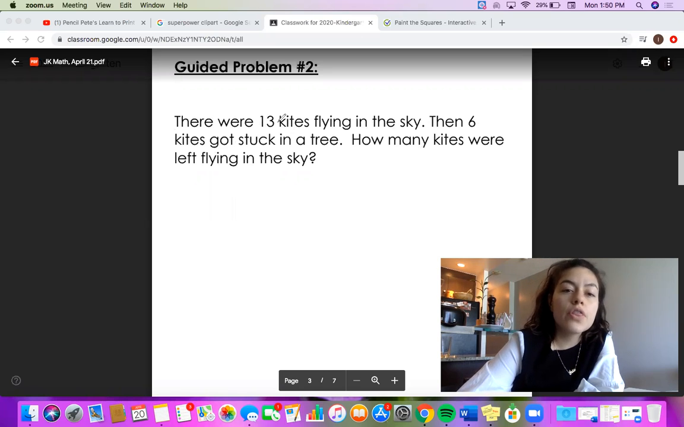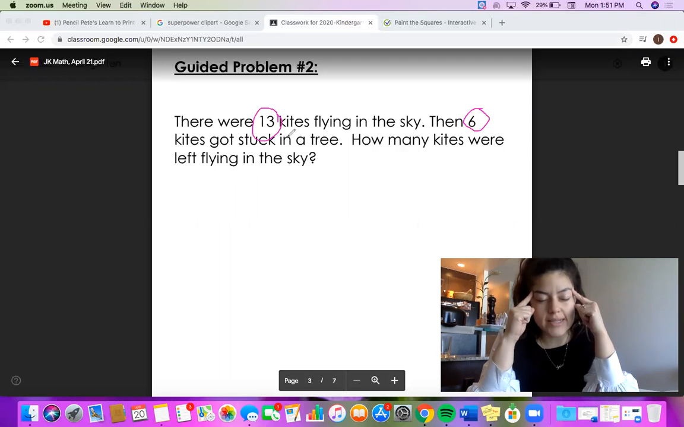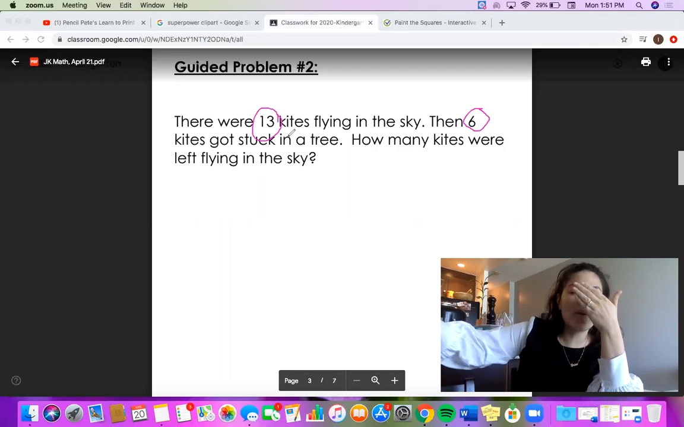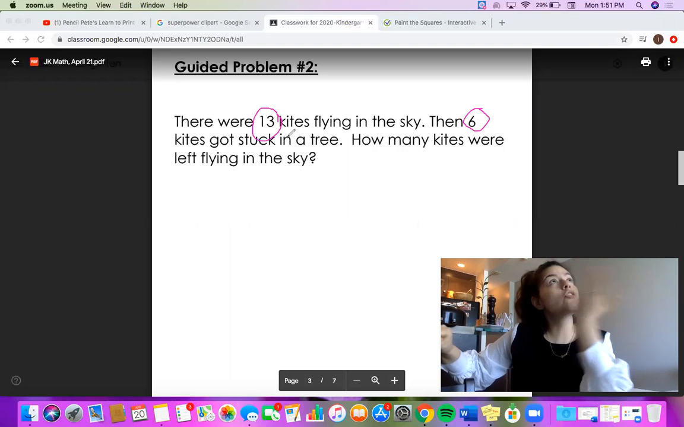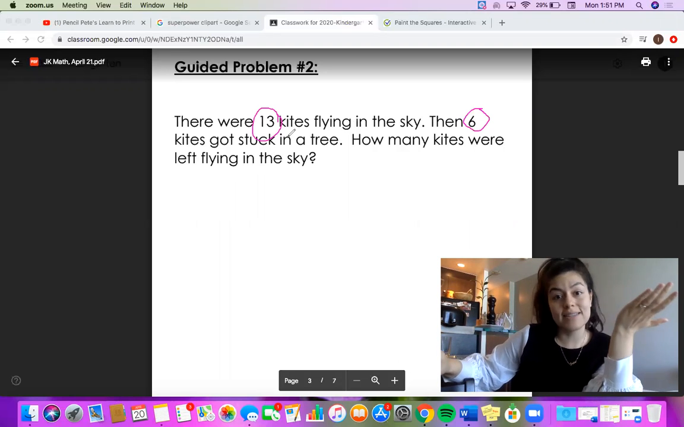There were 13 kites flying in the sky. Then 6 of those kites got stuck in a tree. How many kites were left flying in the sky? Okay, so in order to visualize this problem, you should see 13 kites in your mind. And 6 of them get taken away because they get stuck in a tree, and you're trying to figure out how many are left in the sky.